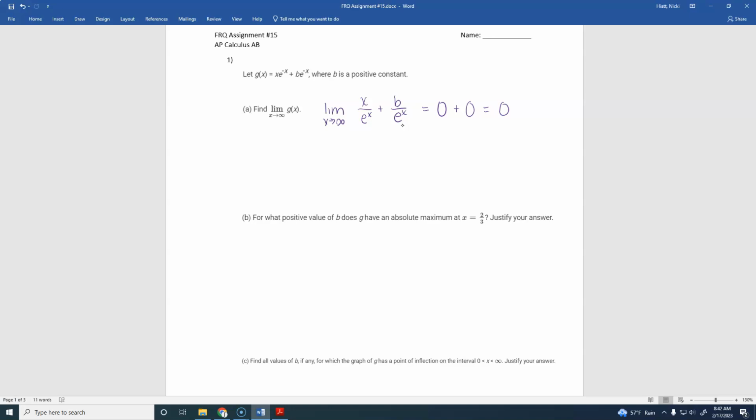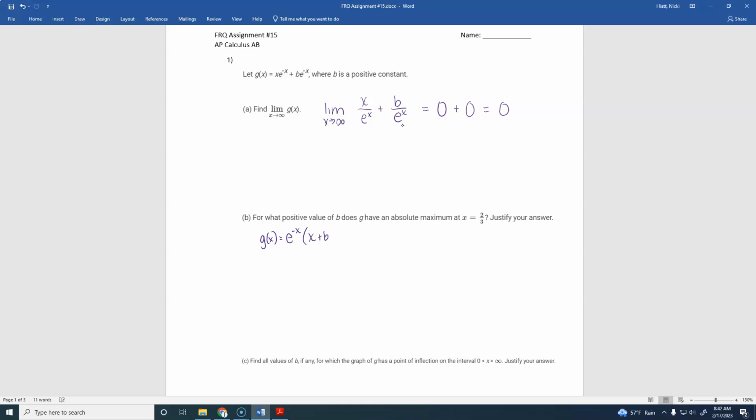For b, it says for what positive value of b does g have an absolute maximum at x equals 2/3? Justify your answer. So for looking for absolute maximums or minimums, we need to look at the derivative and find critical points. So I would probably do it this way. I would take g of x and I would factor out this e to the negative x.